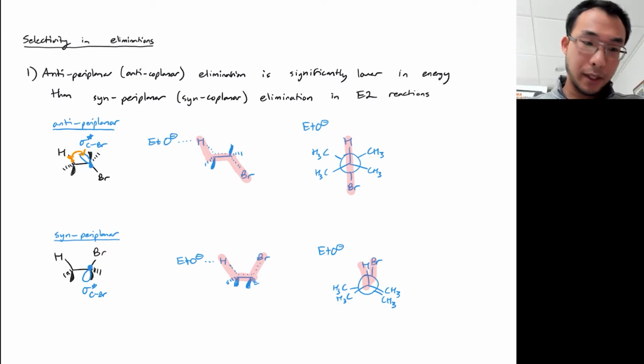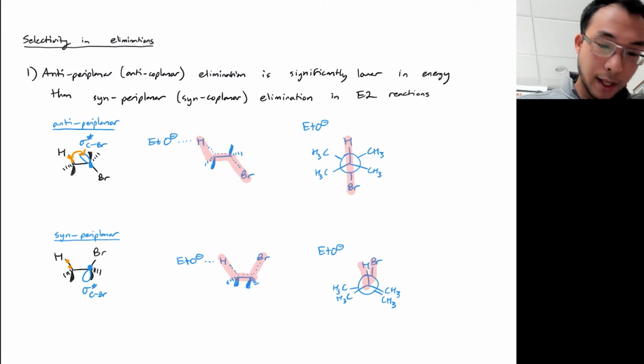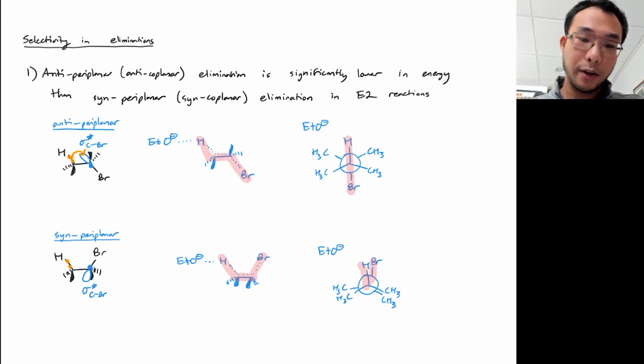In the syn-periplanar case, I have to do the same thing. I need that pair of electrons in the carbon-hydrogen bond to be able to go into the sigma antibonding orbital. But what you see is that the majority of the orbital volume for overlap is now not aligned with the electron density of this sigma bond here. Rather, we only get this smaller tail end of that orbital. And so whatever overlap is possible is very small, and that makes the syn-periplanar process very unlikely.